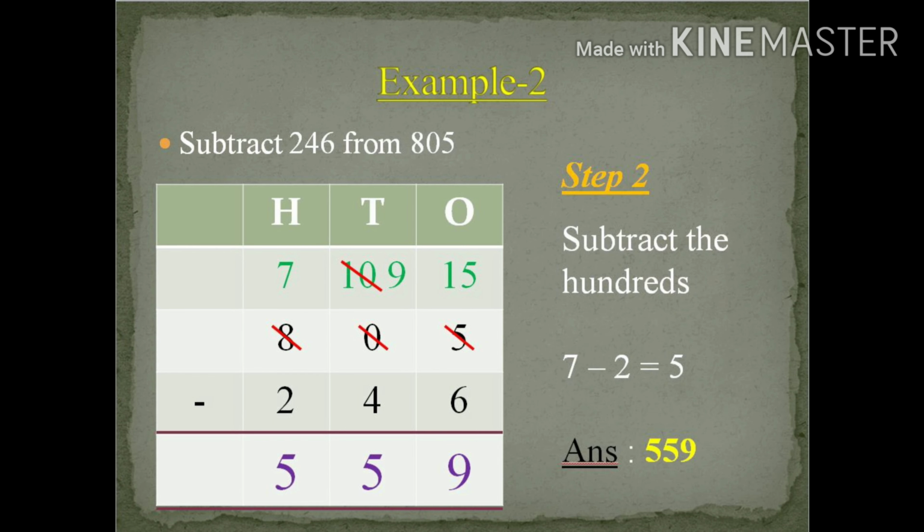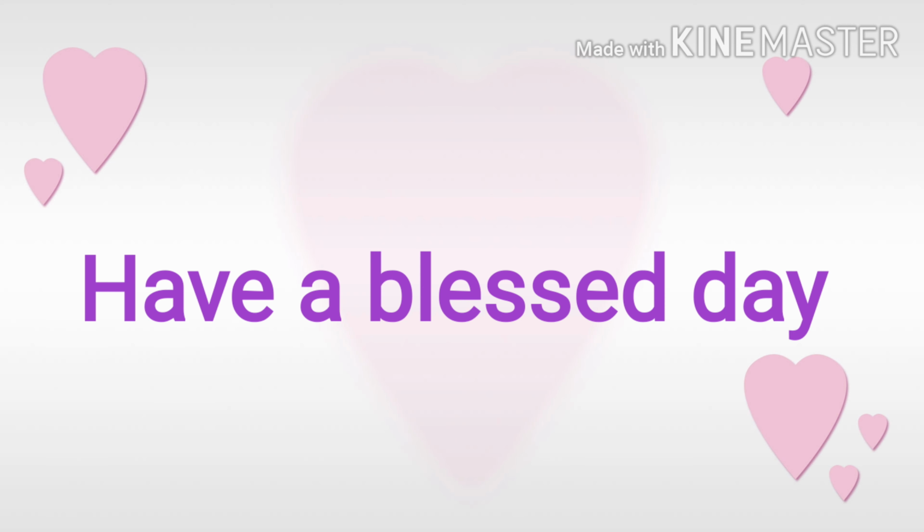Finally, we subtract the hundreds. From 7, we take away 2. We get 5. Write it below the hundreds column. Hence, when 246 is subtracted from 805, we get the answer as 559. Dear students, hope you all understood how to do subtraction with regrouping.